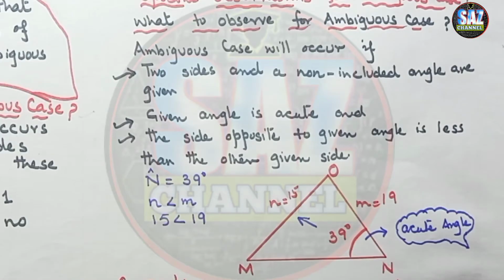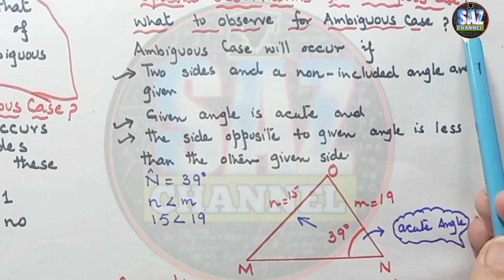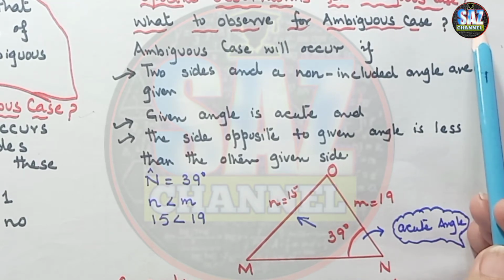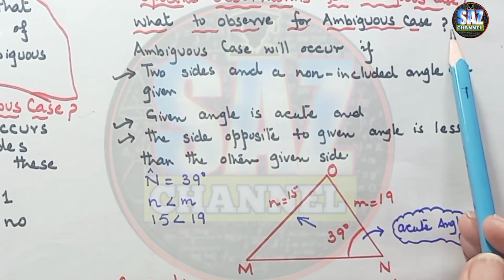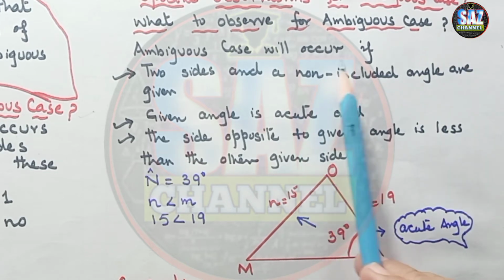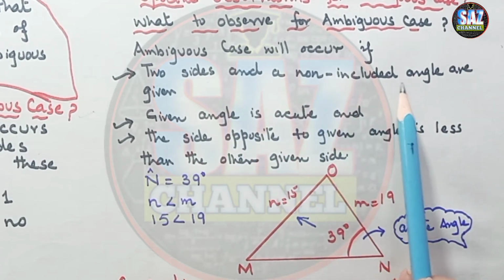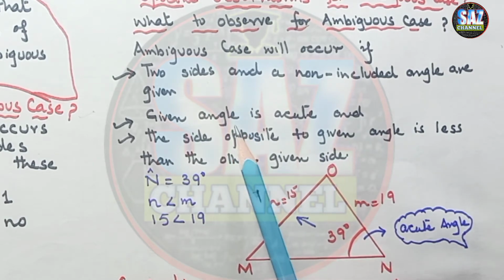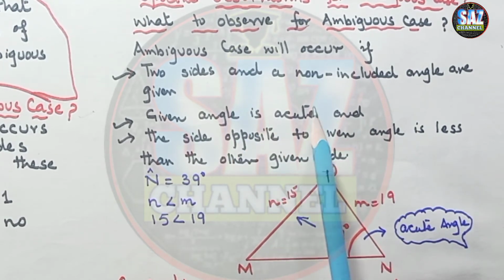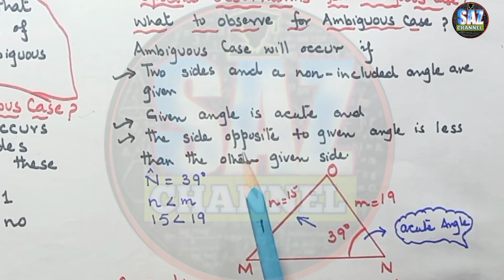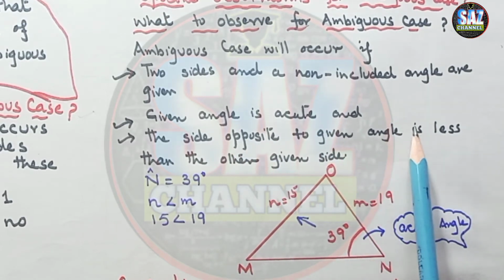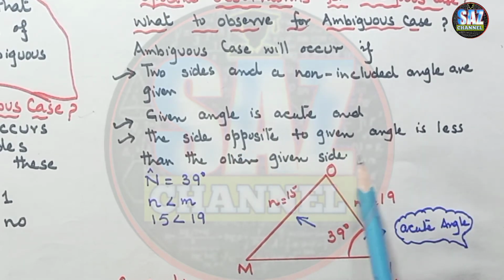Then there are some special observations about the ambiguous case, that is, what to observe for the ambiguous case. The ambiguous case will occur if two sides and a non-included angle are given, the given angle is acute, and the side opposite to the given angle is less than the other given side.